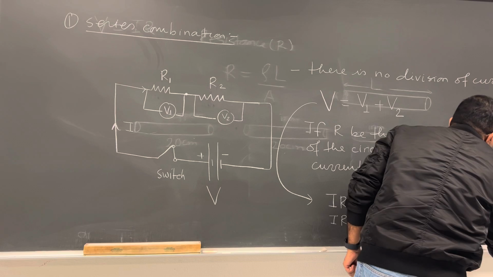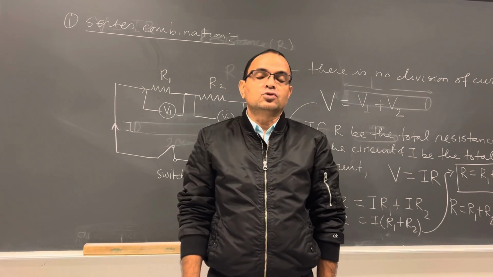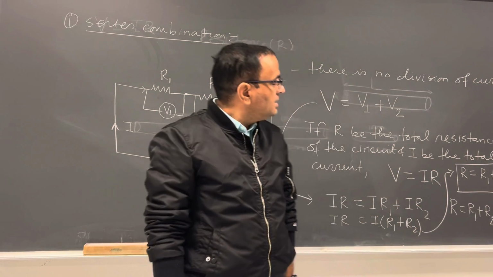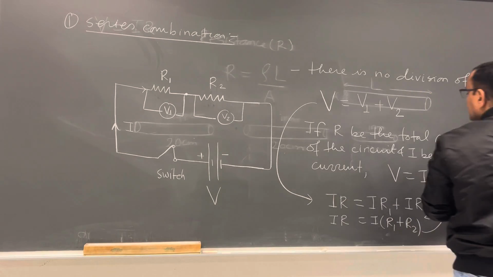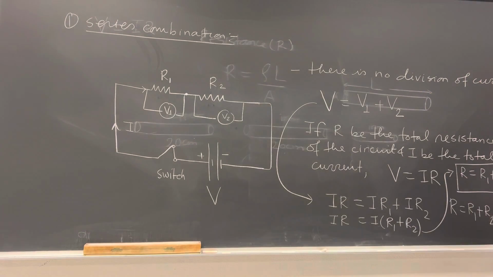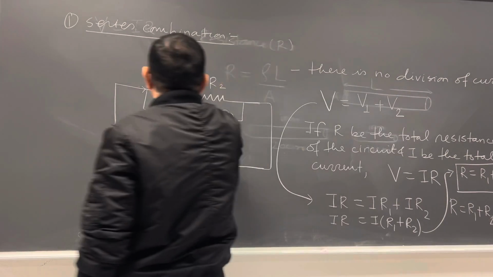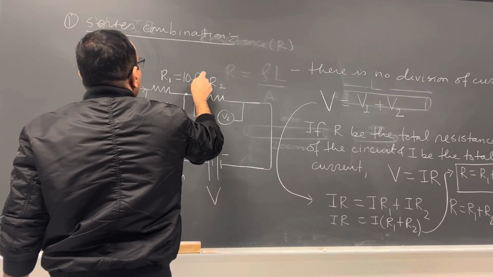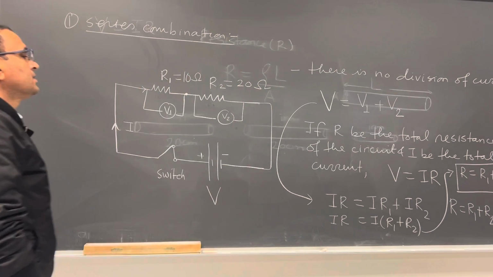So simply you add all the resistances together. And in this case, the total resistance R is greater than the smallest resistance in the circuit. For example, let us suppose R1 is 10 ohm and R2 is 20 ohm. What is the total resistance of the circuit?